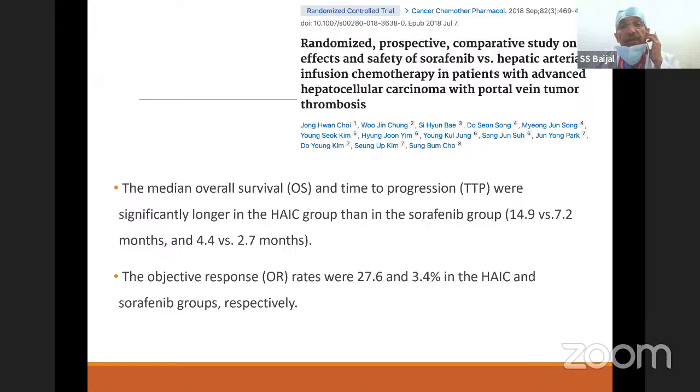If we look at a study which compared safety of sorafenib versus HAIC in patients with advanced HCC, it was very interesting to see that the median overall survival and the TTP were significantly longer if we were to use targeted therapies, because the disease logically is still contained within the liver, even though it is locally advanced in the PVTT, as compared to sorafenib alone, with 14.9 months versus 7.2 months in the overall survival. And therefore, the objective responses were also more in the locoregional therapies.